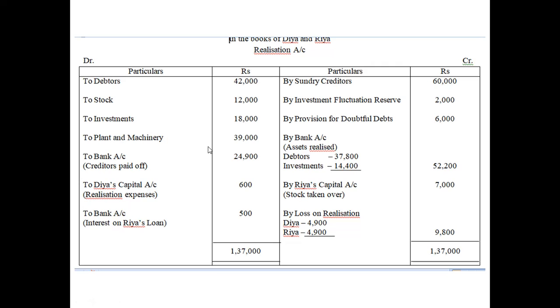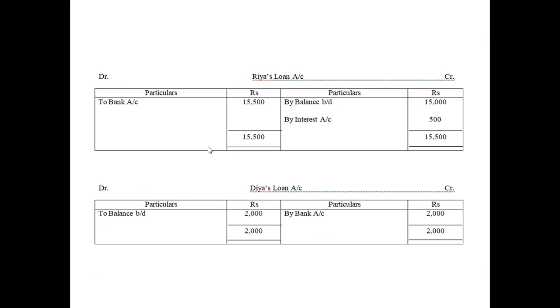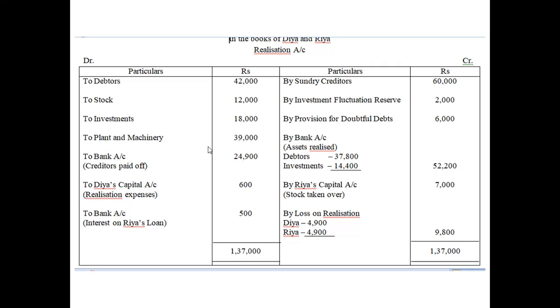As I previously mentioned, a partner's personal loan, if there is any loan provided to the partner or provided by the partner, which is a private loan, should be treated separately by preparing separate loan accounts. This Dia's loan was given by the firm to Dia, so we will not include this in the realization account. Till now we have written these items: debtors, stock, investments, plant and machinery, so four items. Now let us move on to the liabilities section.